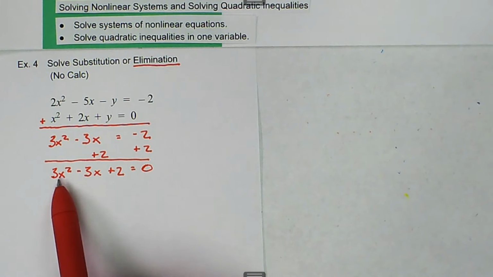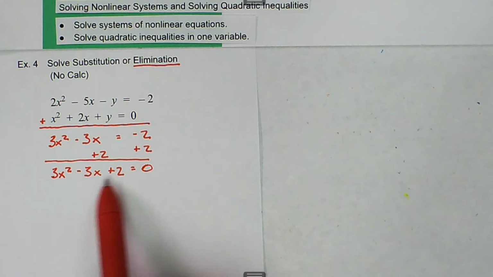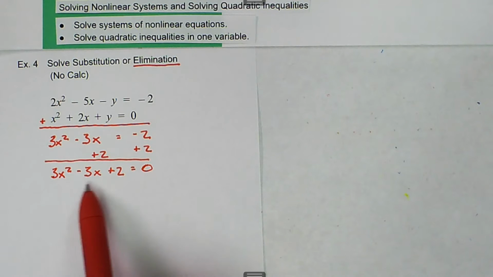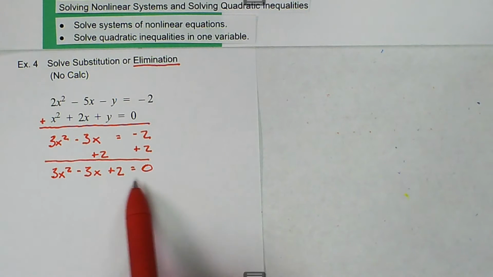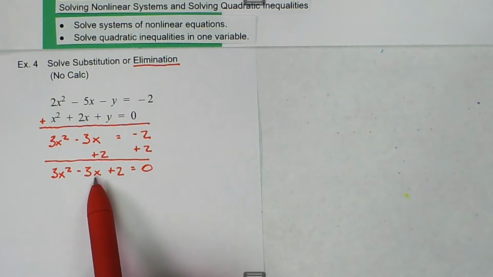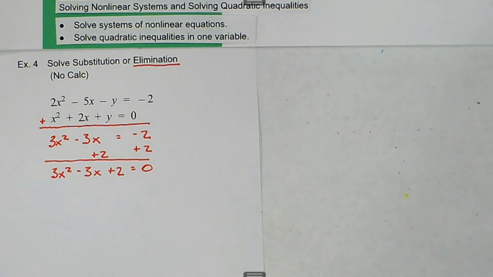Now that we have it in the quadratic equation, we have to decide how we want to solve this. We could solve by factoring. This is not factorable. We could solve by taking the square root. However, we have this linear term in the middle, so that would be tough to do. So the other option that we're left with is we could use the quadratic formula.